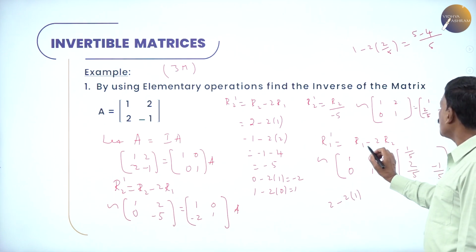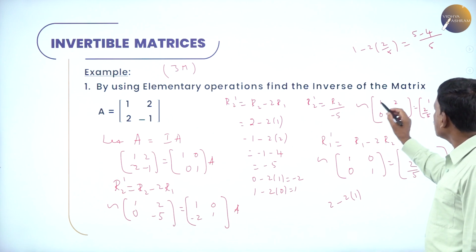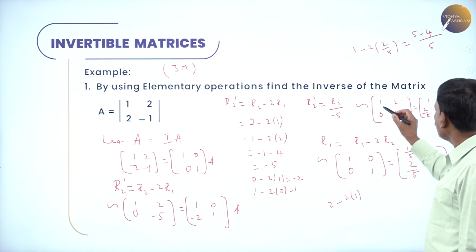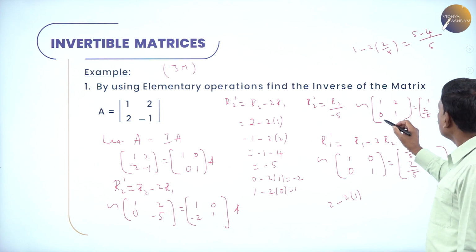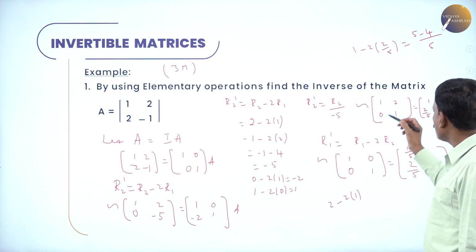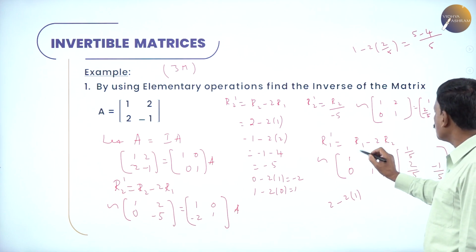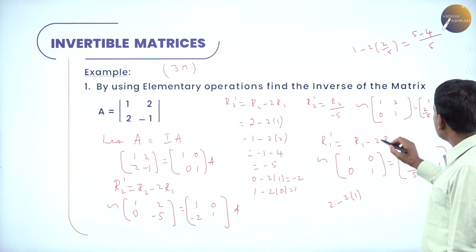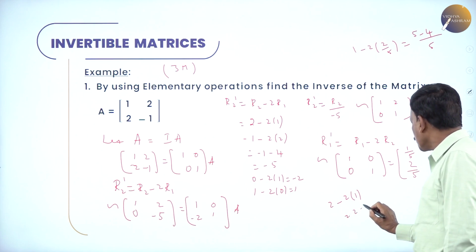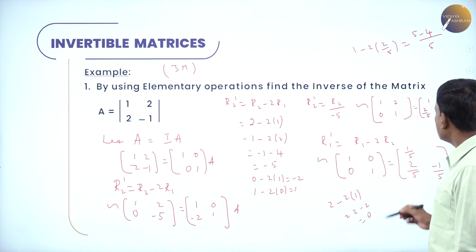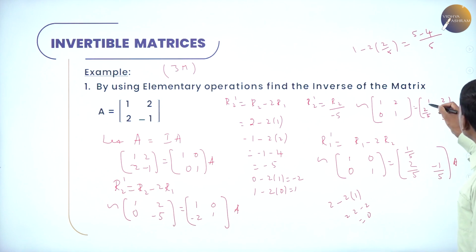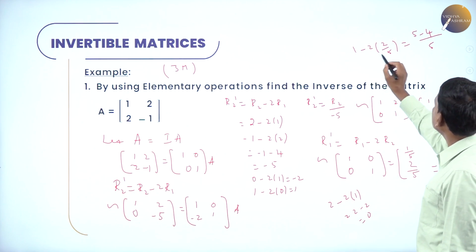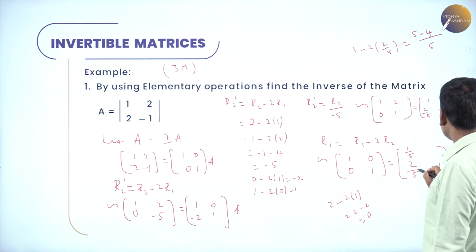R1 dash is equal to R1 minus 2 R2. So, this element 1 minus 2 into 0 is equal to 0, 1 minus 0 is equal to 1. You are going to get 2 minus 2 into 1, 2 minus 2 is equal to 0, this element. This is the same, whereas for this matrix, 1 minus 2 into 2 by 5. So 5 ones are 5, minus 4 is 1 by 5 you are going to get.